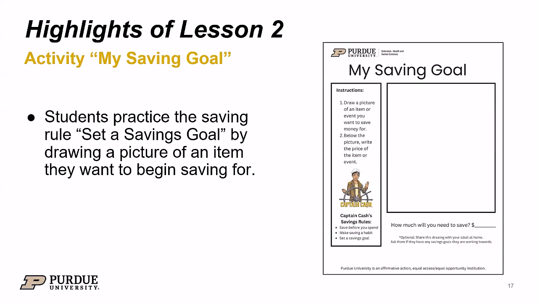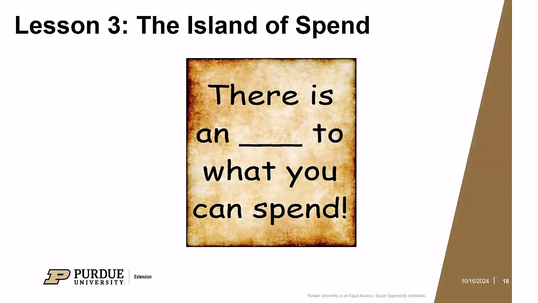So let's do that. Now let's move to lesson 3. Lesson 3 is the island of spend. And here's the message in the bottle. There is a something to what you can spend. So when we do our lessons, every subsequent lesson, we always go back and go through the messages in the bottle from the previous lesson.